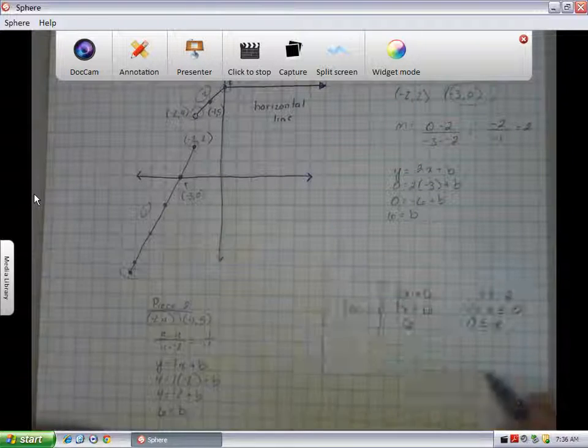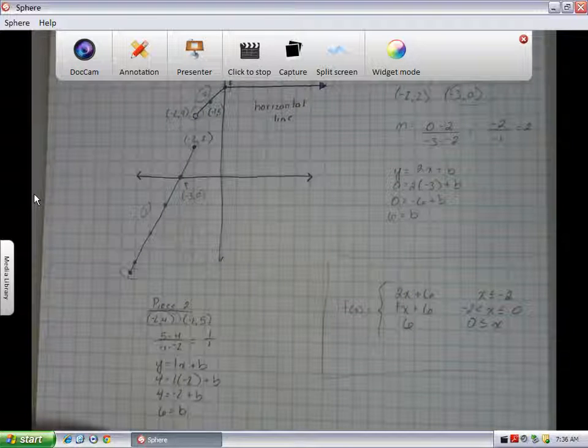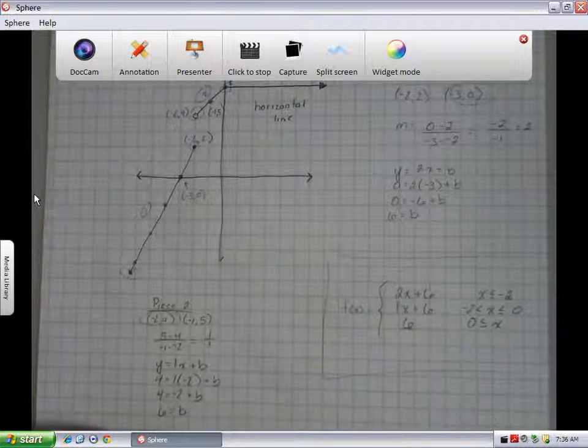So there is my final piecewise function. Notice I did not have to do any work for that last piece because it was a horizontal line, and I recognized the fact that the equation was simply 6.